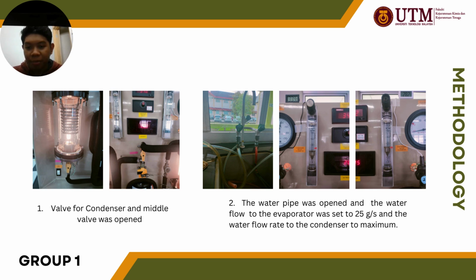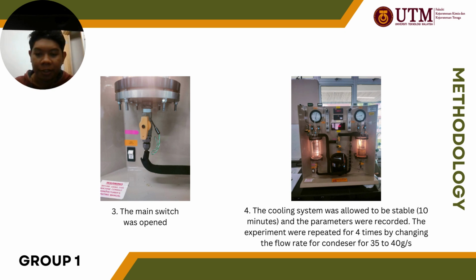To start the experiment, firstly, the valve for the condenser and the middle valve were opened. Step 2, the water pipe was opened and the water flow to the evaporator was set to 25 grams per second and the water flow rate to the condenser to maximum. Step 3, the main switch was turned on. Step 4, the cooling system was allowed to stabilize for about 10 minutes and the parameters were recorded.